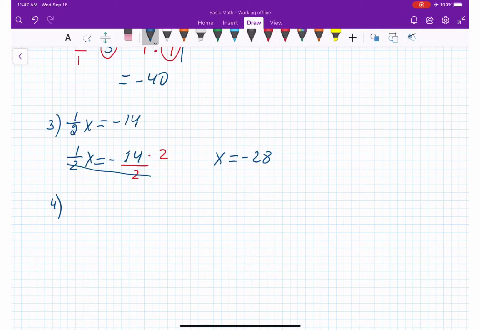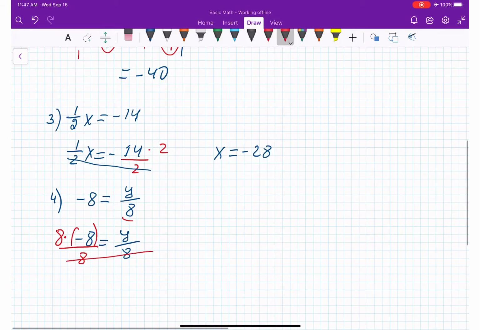Negative 8 is equal y over 8. Okay, bringing to common denominator, which is 8, let me rewrite. So divide here by 8, multiply by 8. So dropping this 8, and we get negative 64 is equal y, or y is equal negative 64.